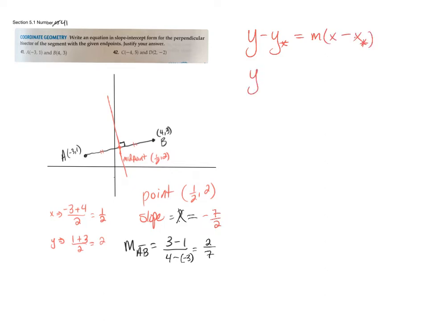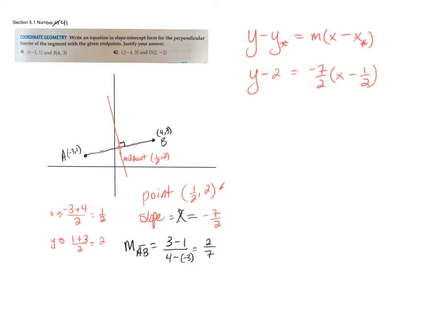So in our case, that's y minus the y-coordinate of our point is 2, and our slope is -7/2. X minus the x-coordinate is 1/2. Notice I'm using the coordinates of the point right there. That's the point that's on this line. So if we're talking about the equation of this line, we better use a point that's on that line. So 1/2 is the x-coordinate, 2 is the y-coordinate, -7/2 is the slope.